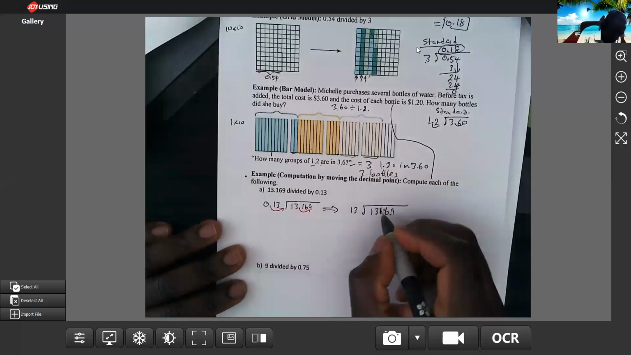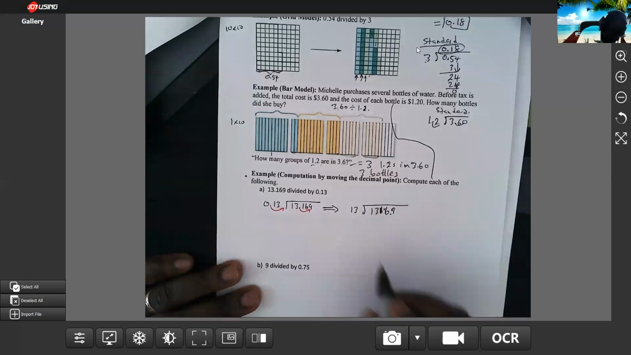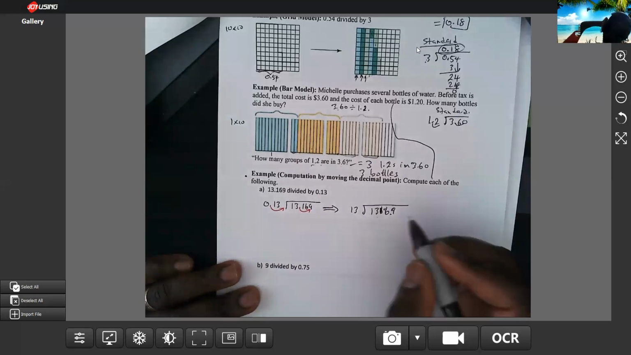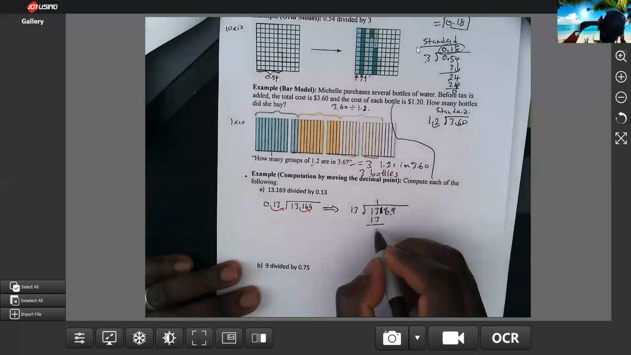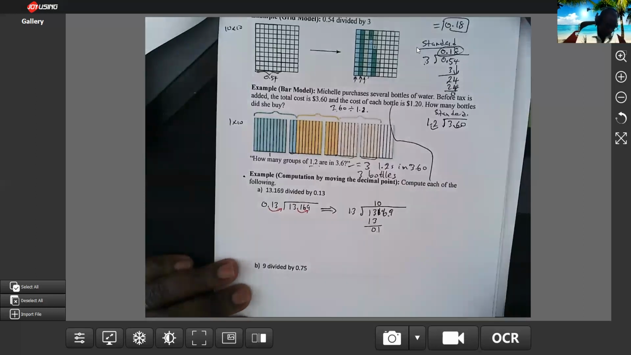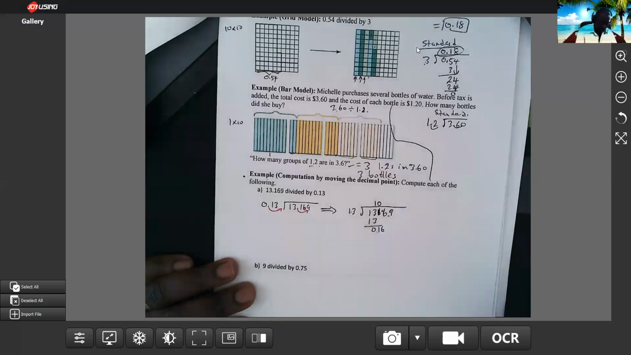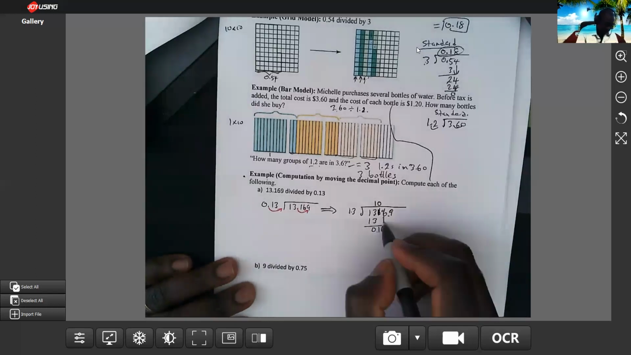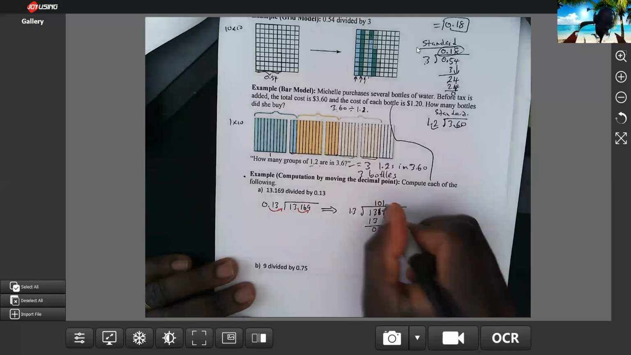13 into 13, how many times? That is 1, so you get 13. If you subtract, you get 0. Drop the 1. 13 into 1 is not possible, so we put a 0. And then we drop down the 6. So 13 into 16, that is 1. And there's a decimal, so you put a decimal there as well.